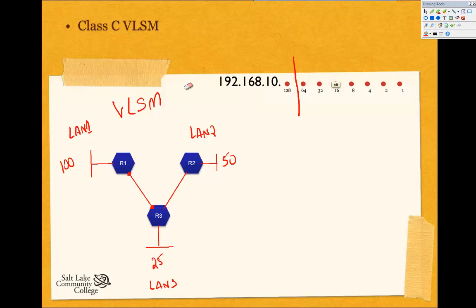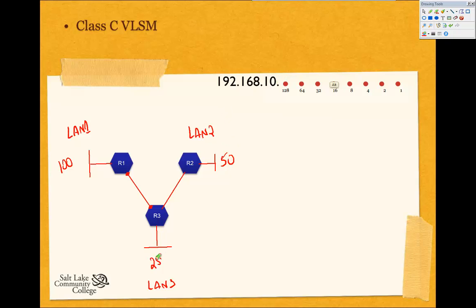So let's take a look. It's a little bit different way of looking at things. Protecting hosts, that's what we're after right now. We have to protect enough bits for 100 hosts over here, 50 hosts over here, 25 here, and then 2 point-to-point connections. Instead of thinking about the network and borrowing bits from high order to low order, what we've been doing with regular subnetting, we're not going to do that here. We're going to think about how many bits do I have to protect to get that number of hosts on that network.